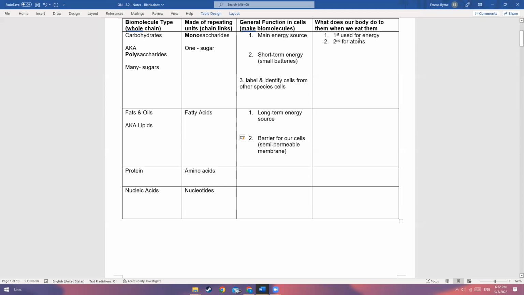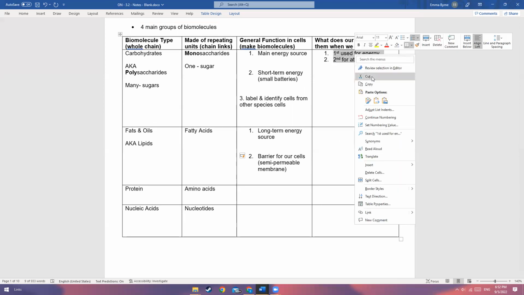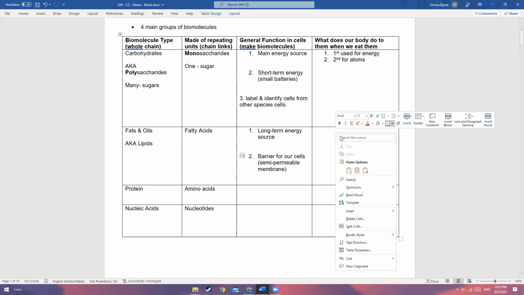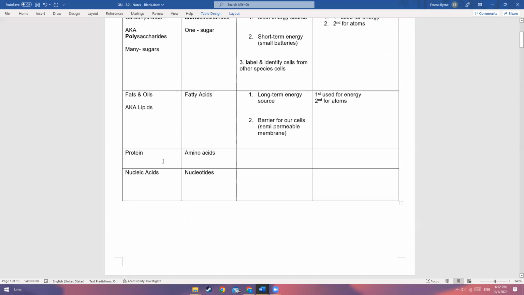And then this actually has the same, like, what does our body do to them when we eat them? It's the same function as carbs. So first used for energy, second for atoms. And we'll elaborate more on each of these later if you have questions about them.